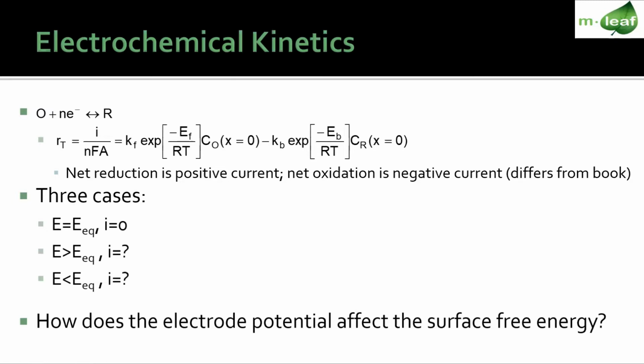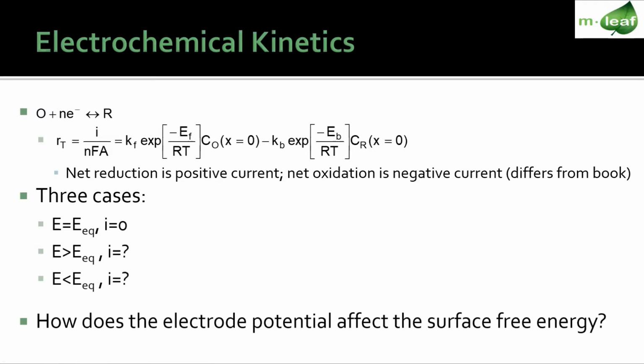And the first one we're going to look at is just that the potential is at whatever our standard equilibrium potential is, where the current is equal to 0. And what is happening? Then we'll move potentials and talk about what that means for the current, okay?